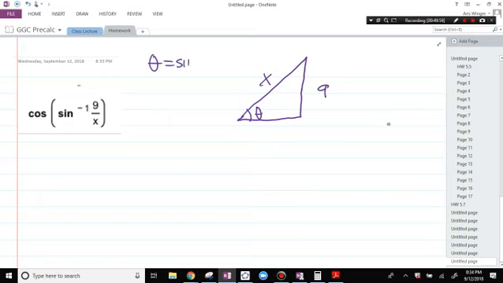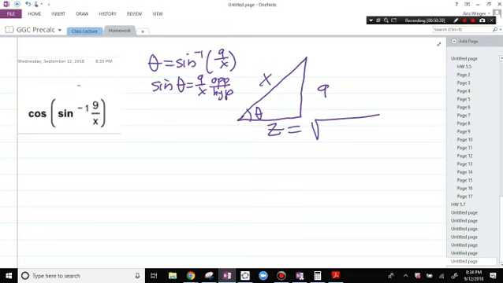Theta is inverse sine of 9 over x. That means that the sine of theta is 9 over x. That means it's the opposite over the hypotenuse, and that creates that triangle, right? We want to find the adjacent because we want to know what cosine is. Can anyone read off what that's going to be? Okay, you'll do it soon enough.